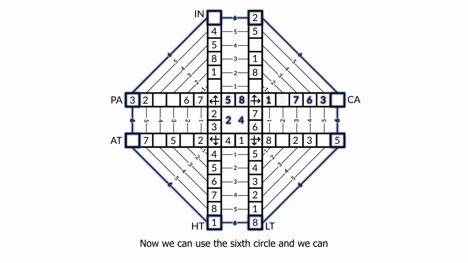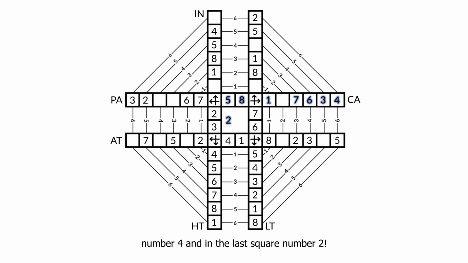Now we can use the sixth circle and we can notice that in it we already have number 2. That means in this empty square we will put number 4 and in the last square number 2. So far we found the Caribbean line.